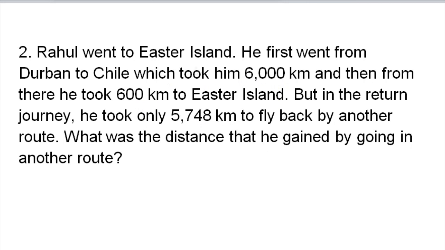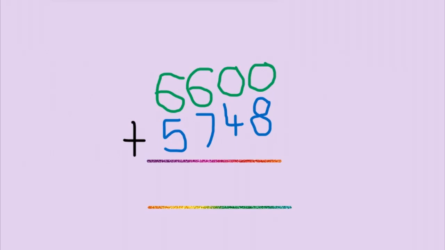6,600 kilometers. So now we have to subtract it with 5,748 kilometers. So let us add or subtract this sum. Can anyone tell? Yes, the sign here, addition, is not correct. So what we had to do? Erase this and put a subtraction sign here.